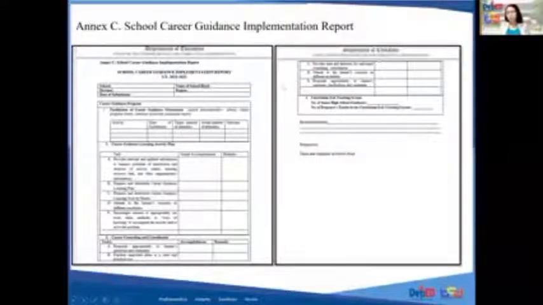So, ganito yung itsura ng ating Annex C. Nakalagay dyan, Annex C, School Career Guidance Implementation Report. The school, the division, the date of submission, name of school head, and the region. Kailan to sinasubmit? This is annual, no? Ang ating mga division and regional supervisors will be the ones to provide you with a schedule. But this is an annual report, no?